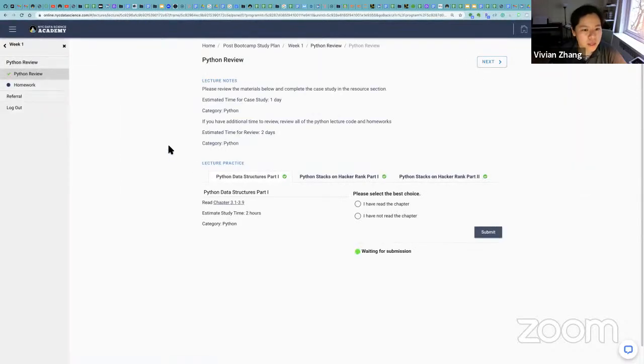We also have Python review. This Python review is designed around data structures. We give you the link, and you can review data structures 1 and 2. Once you have done this, you can try to solve maximum element equal stacks, and also all the stack-related questions.